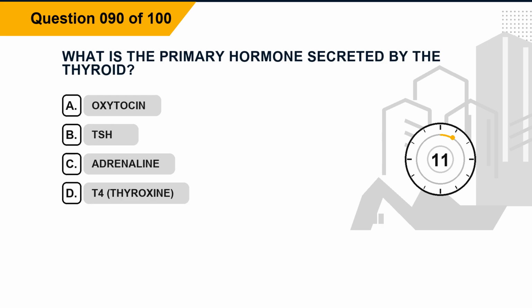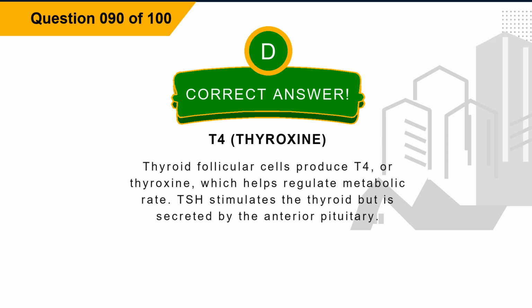Question 90. What is the primary hormone secreted by the thyroid? Option A, oxytocin. Option B, TSH. Option C, adrenaline. Option D, T4, thyroxine. The correct answer is option D, T4, thyroxine.